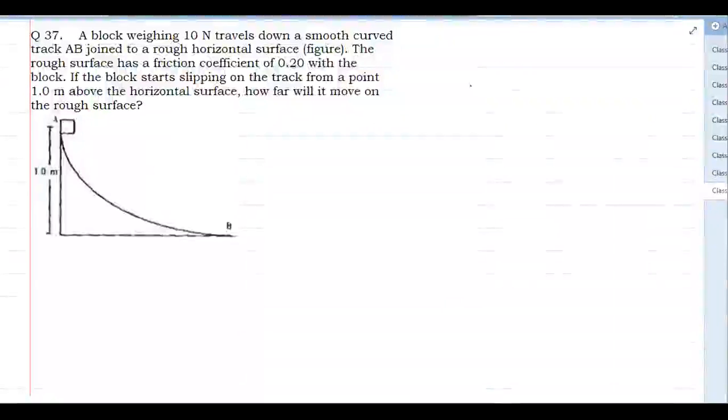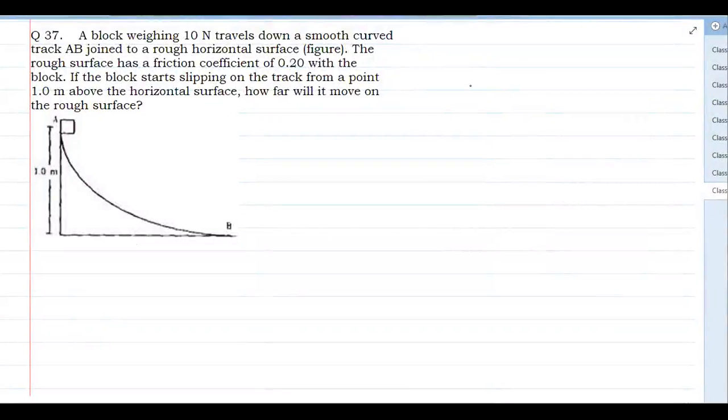A block weighing 10 Newton travels down a smooth curved track AB joining to a rough horizontal surface. The rough surface has a friction coefficient 0.2 with the block. If the block starts slipping on the track from 0.1 meter above the horizontal surface, how far will it move on the rough surface? So first we will see what the rough surface is and where it starts from.